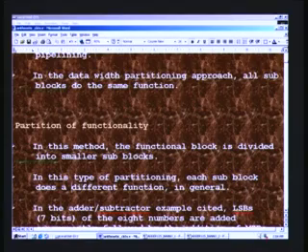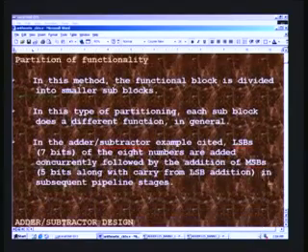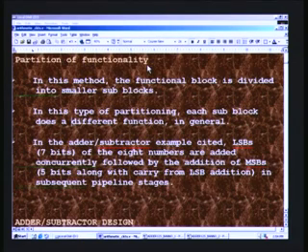And partition of functionality is another category. This is also referred to as vertical partitioning. In this method, we partition in terms of add, subtract, multiply and so on. So the function block is divided into smaller sub blocks such as add or subtract, and in this type of partitioning, each sub block does a different function in general. So this is different from the previous data width partitioning, because it does a different function such as add, subtract, etc.